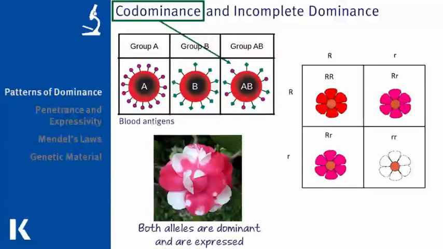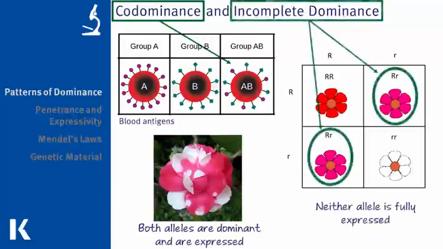Let's now take a look at incomplete dominance. In these cases, neither allele has dominance over the other, and the trait is a mixture of the two. From this Punnett square, we can see that with two dominant or recessive alleles, the flowers are red and white respectively. However, with a heterozygous genotype, the flower is pink, a mixture of both red and white.